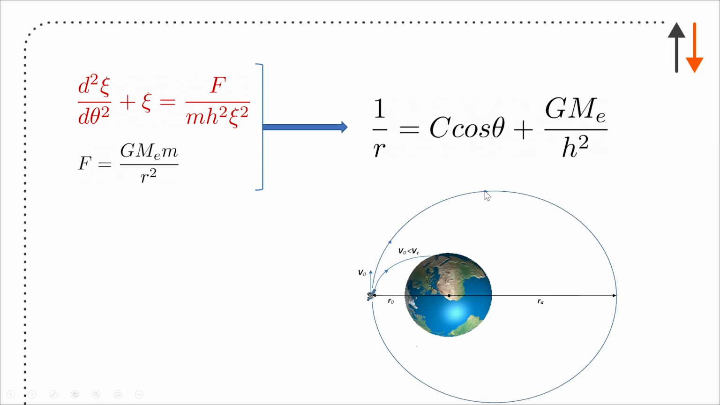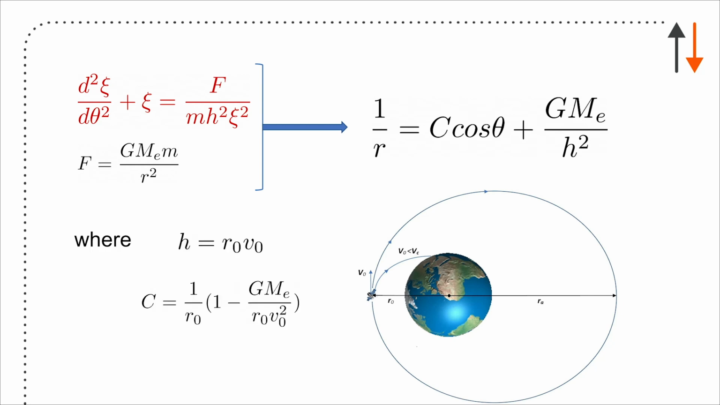And here I am showing an elliptical motion around the Earth for a satellite. But in this equation, I still have two things that I need to find out, or two parameters that I need to calculate. The first one is C, and the other one is H. To do that, I need to have some initial conditions.